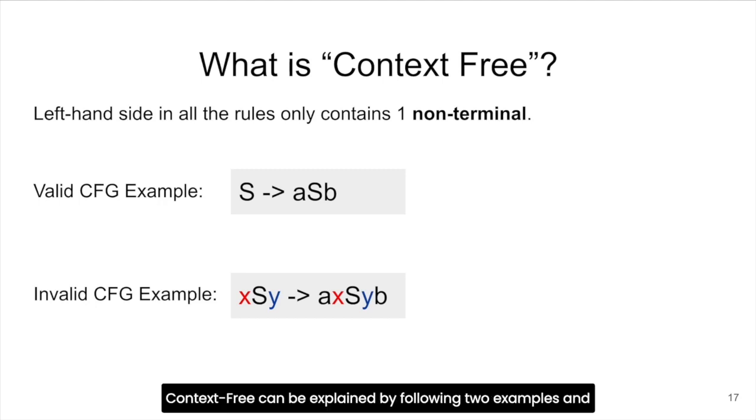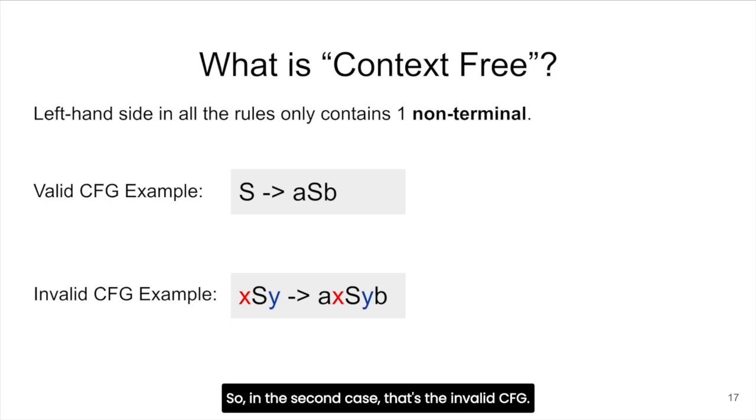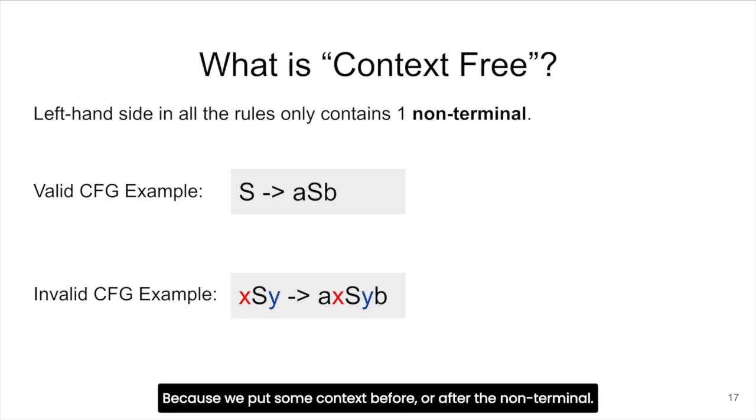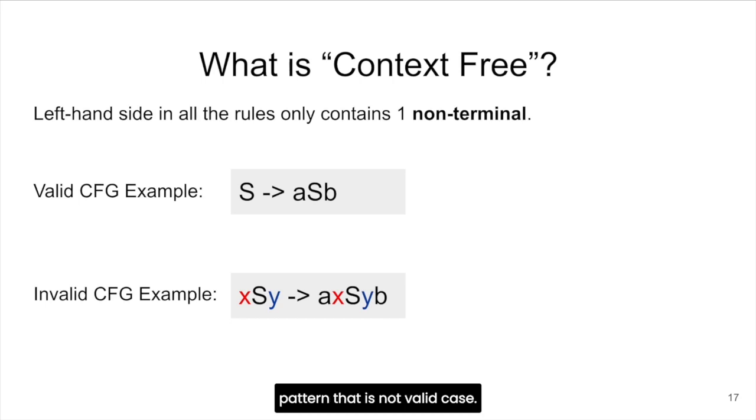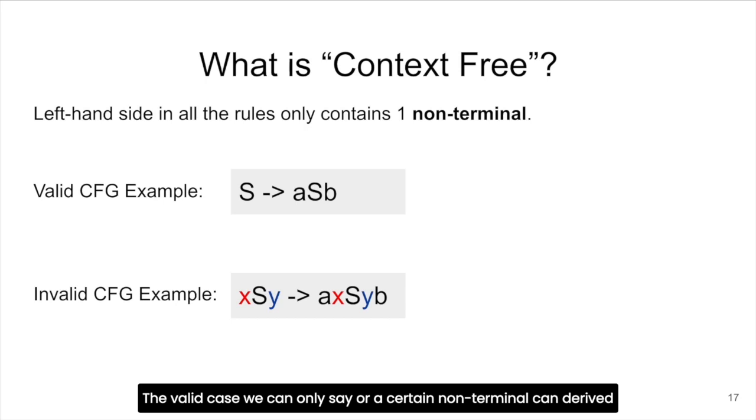Context-free can be explained by the following two examples. Simply speaking, context-free disallows any context on the left-hand side. That means the left-hand side in all the rules can only contain one non-terminal. So the second case is an invalid CFG, because we put some context before or after the non-terminal and say that pattern can derive to another pattern. That is not a valid case. In the valid case, we can only say a certain non-terminal can derive to another pattern.